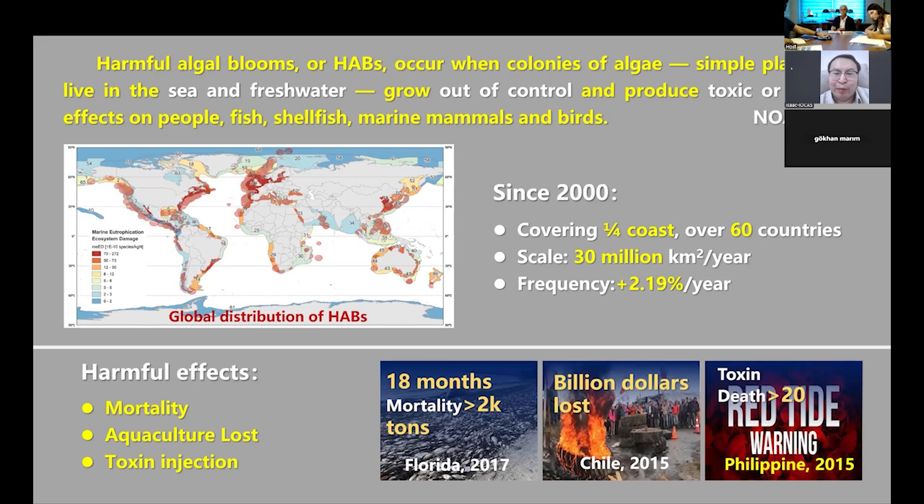From these pictures, you can see there are great fish mortalities in some cases. We get very huge economic loss due to the HAB. And even sometimes we have some toxic problems because of the HAB problems.